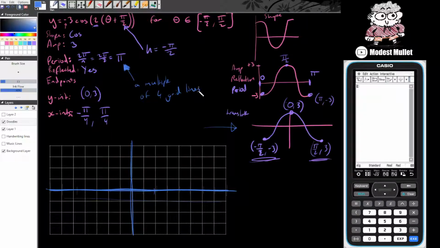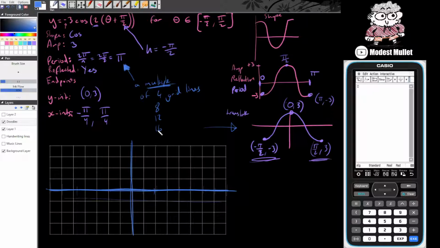So in this case, I could choose to make 4 grid lines pi, because the key here is 4. I could make 8 grid lines equal to pi because that's a multiple of 4. So you could do 4, 8, 12, 16 grid lines. One of those is what you want to make your period, because that's going to make life a whole lot easier.